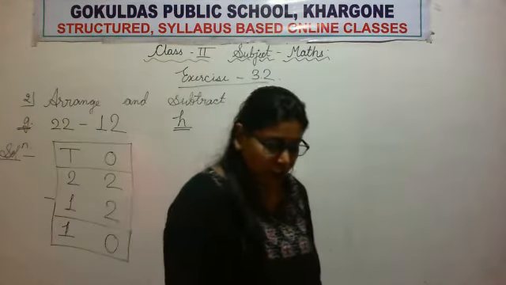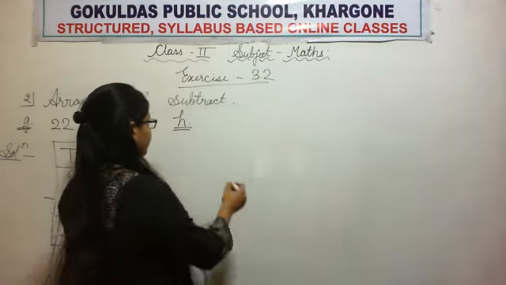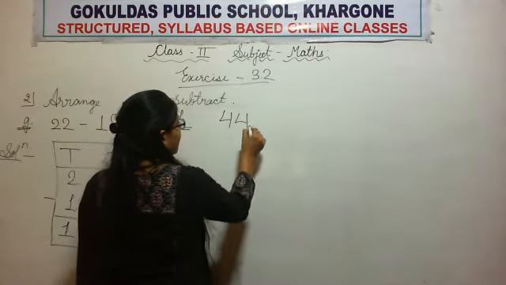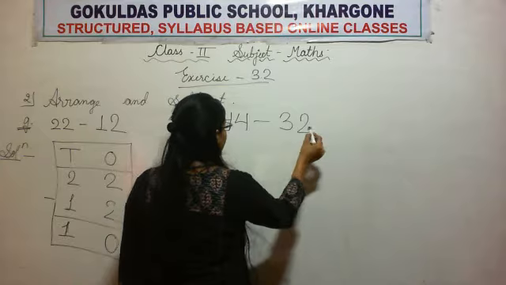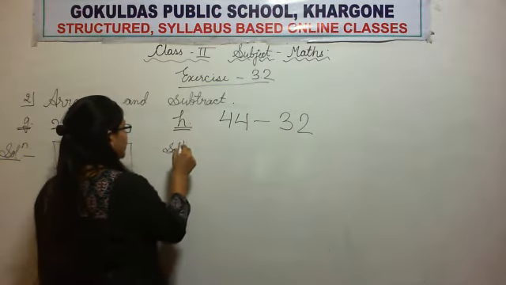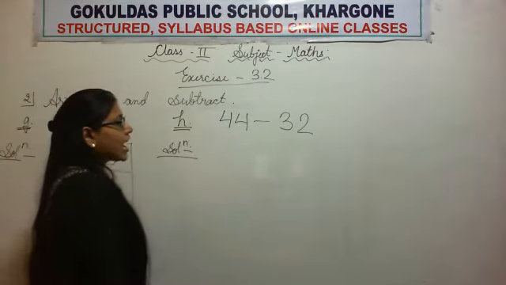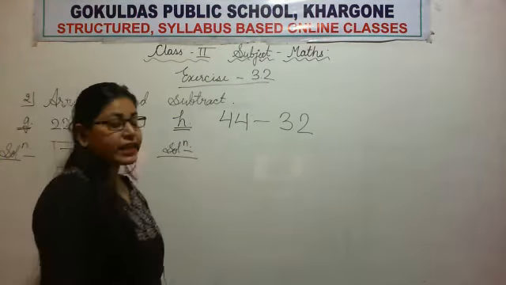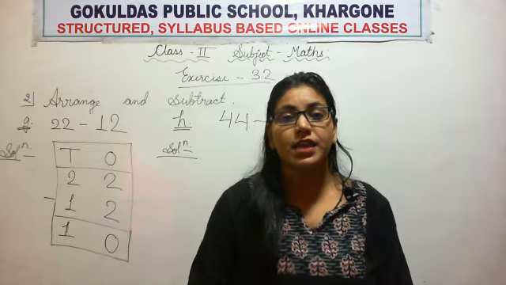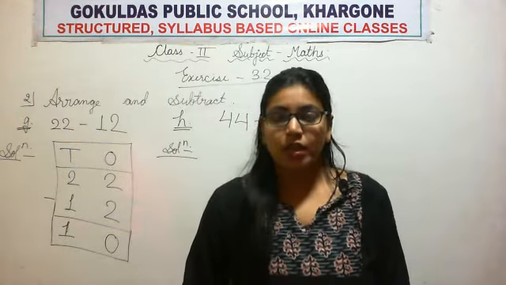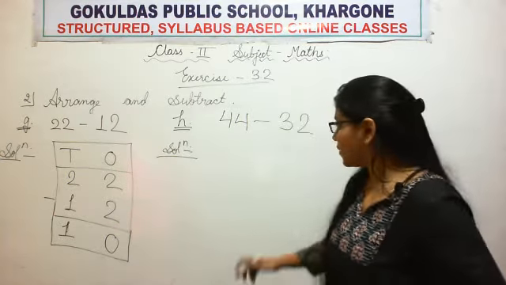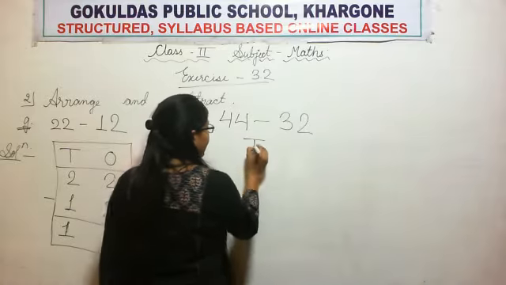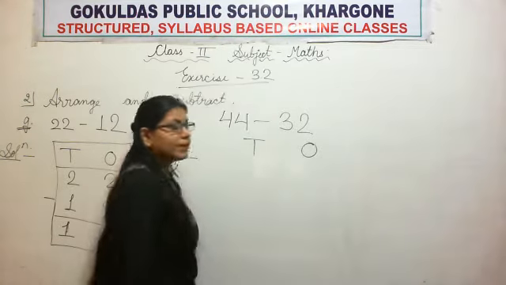which is 44 minus 32. Let's write the solution first as we are solving it. Now, since both the numbers have 2 digits, it means we have to write 2 places. So the very first step is writing of places. So let's write tens and ones, both the places.